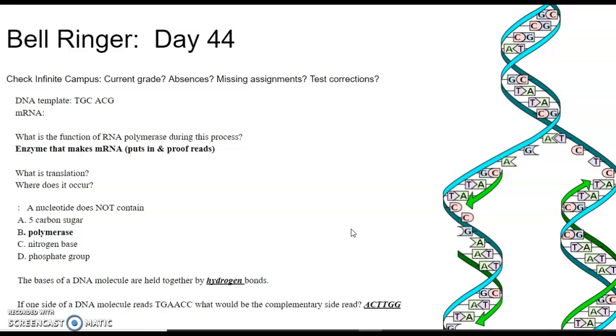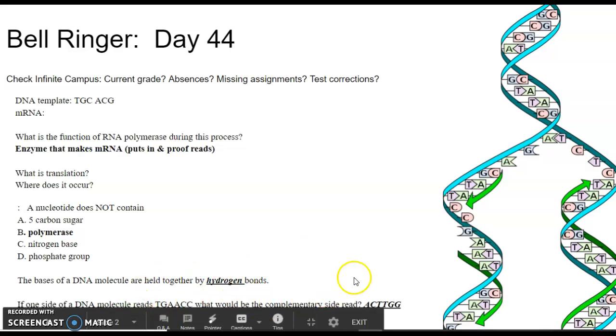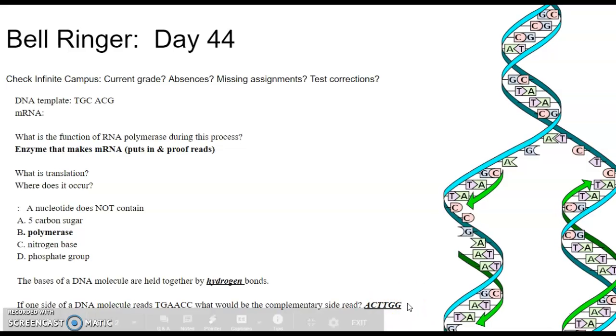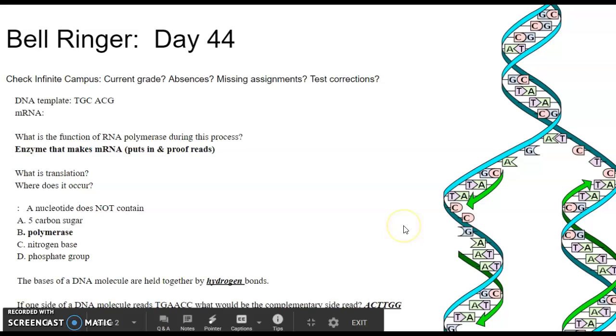And the last one, if one side of the DNA molecule reads TGAACC, what will the complementary side read? Okay, we're making a complementary DNA this time. So T would go to A, G would go to C, A would go to T, A would go to T, C would go to G, and C would go to G. And there it is for you right there. And that's that.